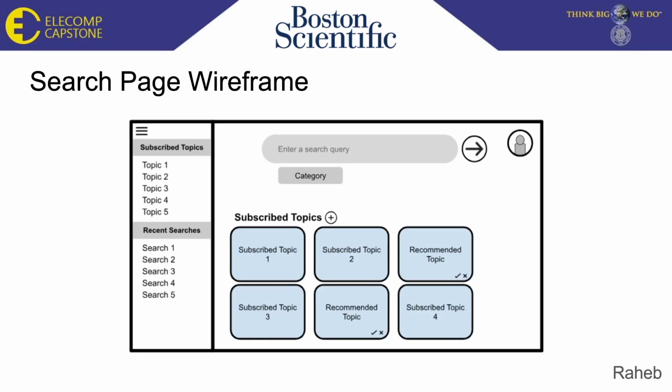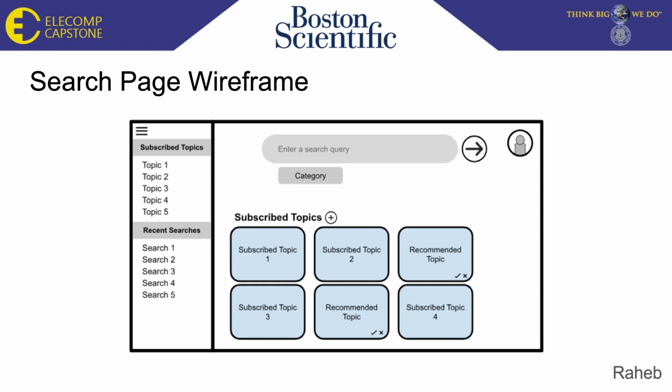And so this is the wireframe for the search page. You can see it has the subscribed topics that the user has flagged, as well as recommended topics where they can like or dislike by using the check mark and the X. There's also the subscribed topics on the left saved and the recent searches that the user has made. This is just great for easy access.